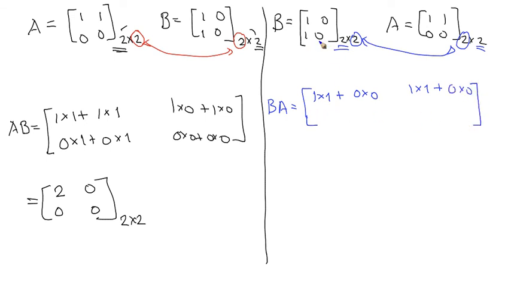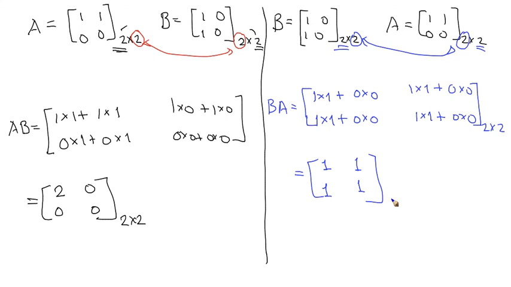Now for the second row, take the second row of the left hand side matrix and the columns of the right hand side matrix. So 1 into 1 plus this 0 into 0. 1 into 1 plus 0 into 0. So this is also a 2 cross 2 matrix, and let us find out what it is. So this is 1 plus 0, that is 1, 1 plus 0, that is 1, 1 plus 0, that is 1, and 1 plus 0, that is 1.